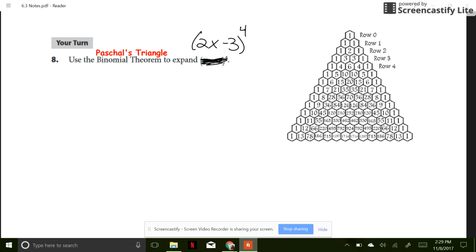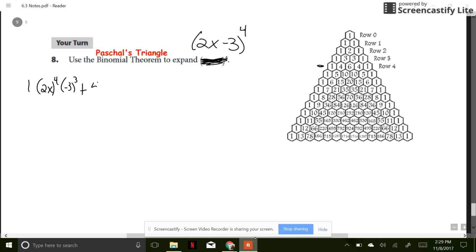Okay, I want to do one more example here with some other numbers. So we've got (2x - 3) to the fourth. So that means we're going to look here at row 4. First thing we take, the coefficient is 1. We take the first term, that's going to be 2x. We'll raise that to the fourth, and then negative 3 to the 0.